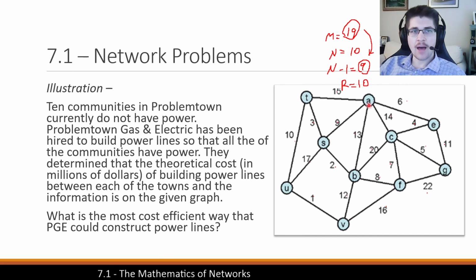And that's how many edges we're going to need to remove in order to figure out an efficient construction. We want to remove, and you can imagine, well, which edges do we not want? We don't want the expensive edges. We want the cheap edges, because the goal is to construct the power lines and save as much money as possible.